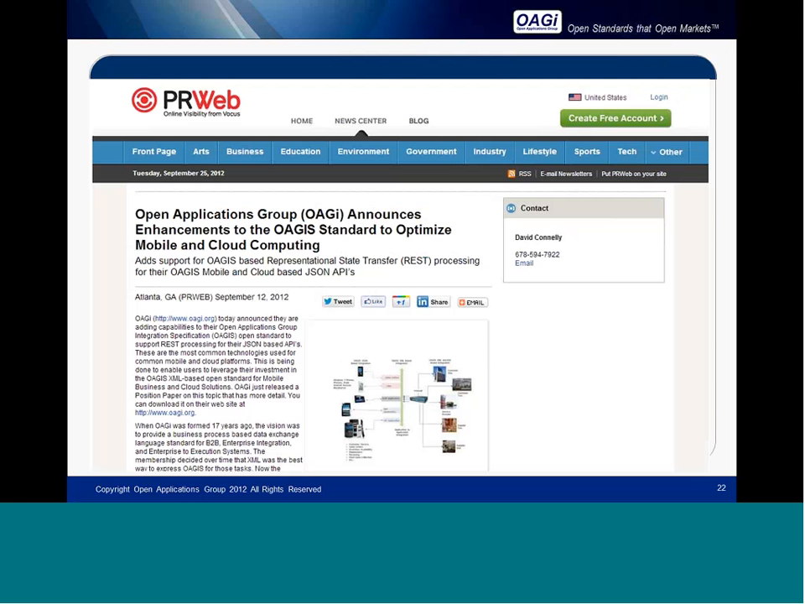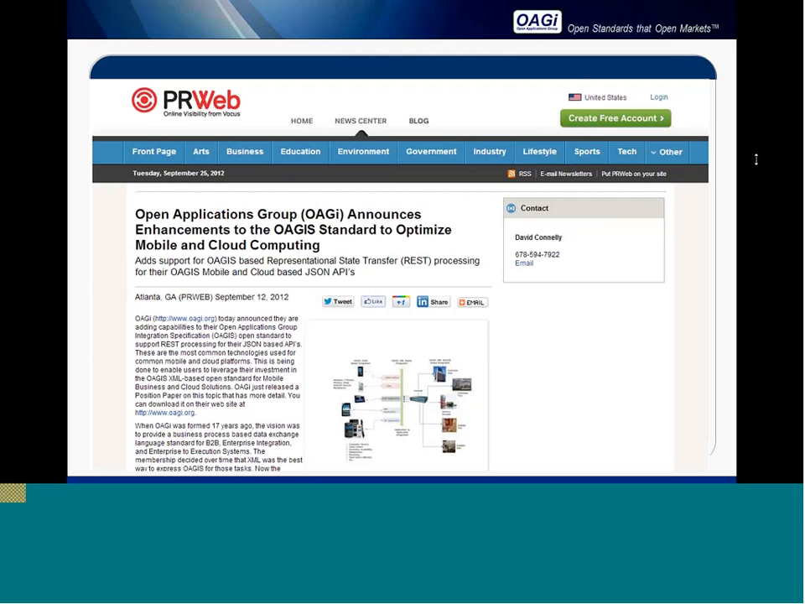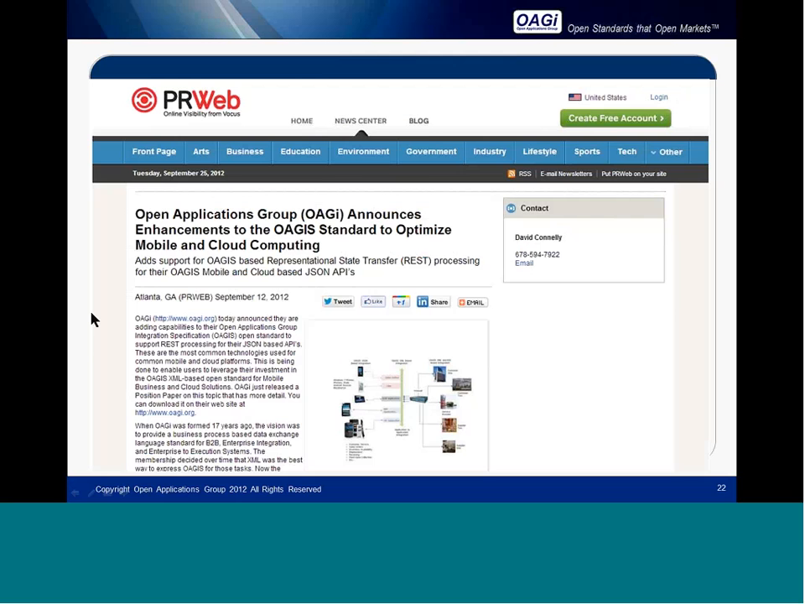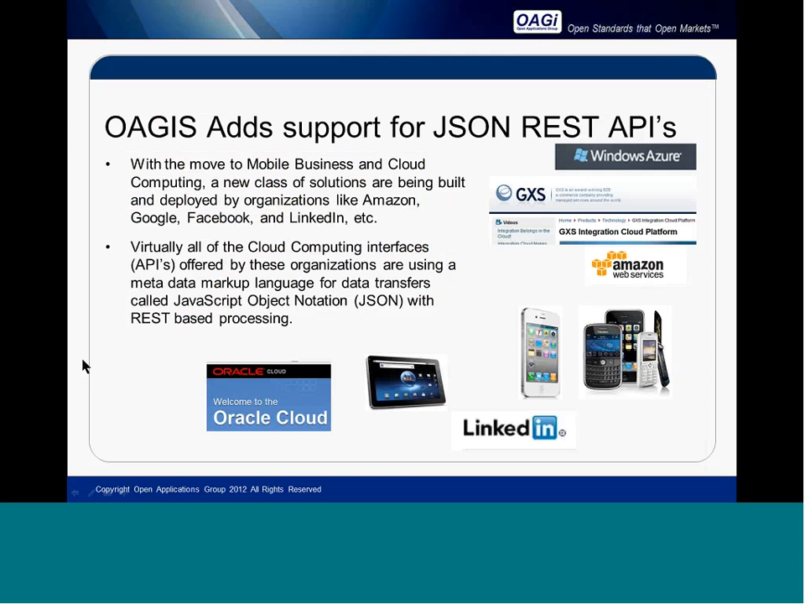And so we recently announced the fact that we are adding REST processing to our JSON APIs as we design these APIs. And I'll talk a little bit more about what the working group is doing to design those now. And so we've announced that in September, as you can see, and I'll tell you a little bit more about what we're doing there as well and why. So this is a product management slide where it says, with the move to mobile and business, new classes of solutions are being built and deployed.